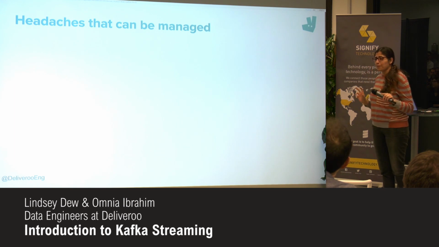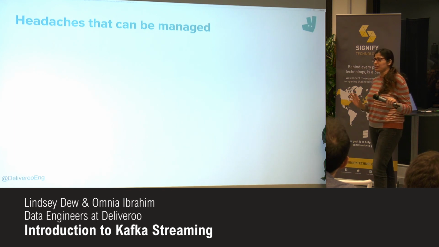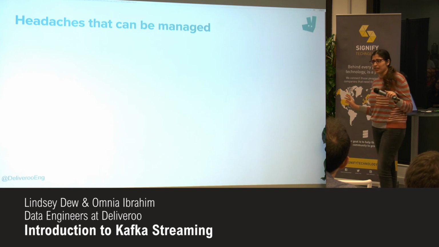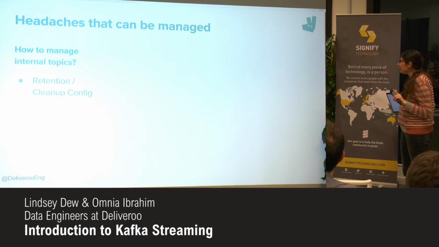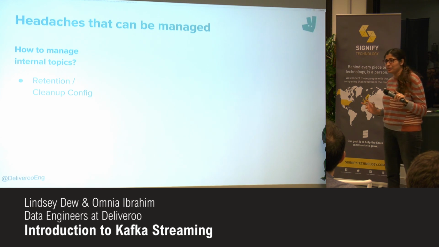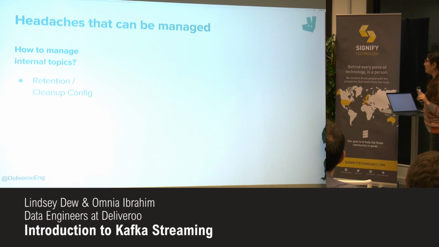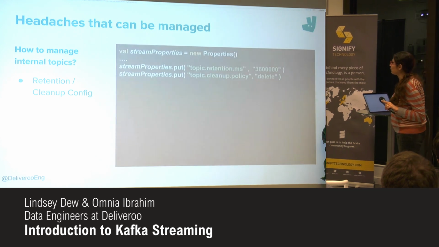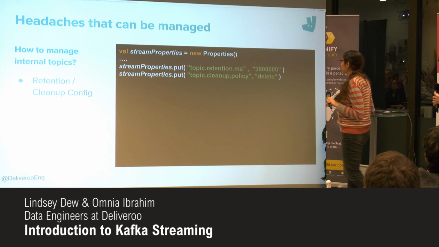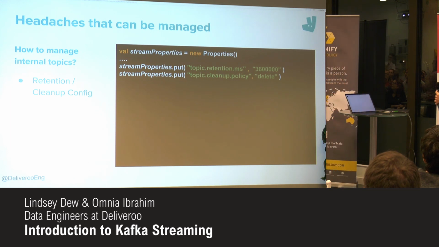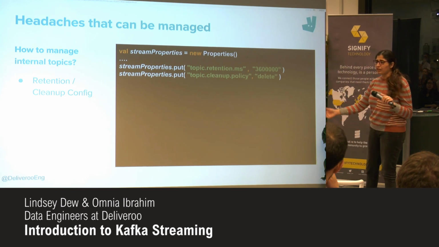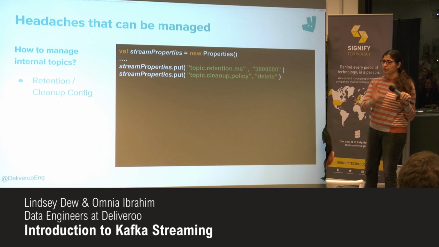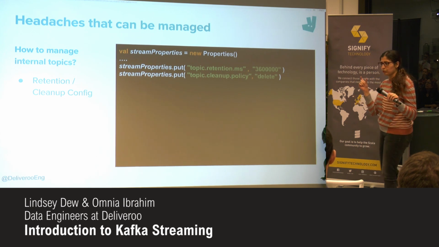So this headache can be managed. It's not avoidable. You can't just tell Kafka don't create repartition, don't create a changelog. Not really that easy. What you can do is ask Kafka nicely to clean it up. You can set the retention and the cleanup configuration when you build your configuration for the stream. So you can set the topic retention milliseconds. In our case, we set it to an hour, and please make the cleanup policy delete. So every hour, Kafka will go through these topics, see if no one touched this data for the last hour, and delete these records.